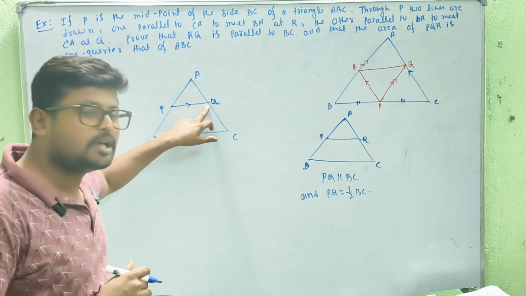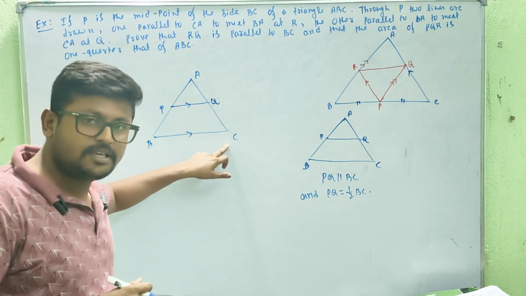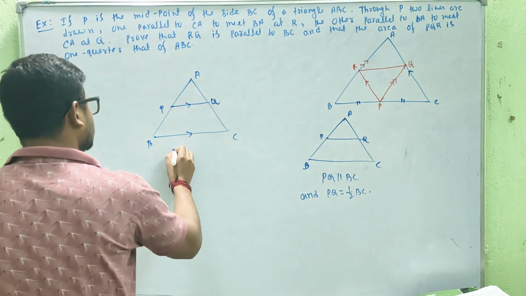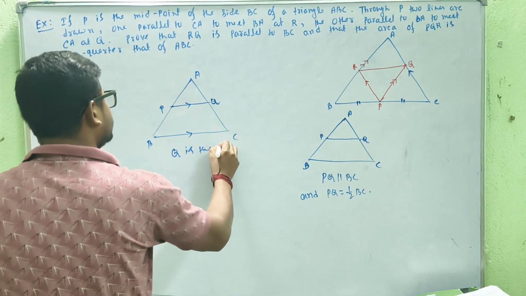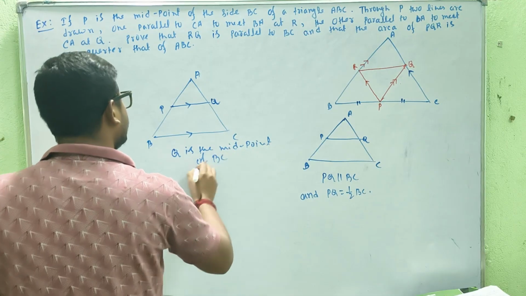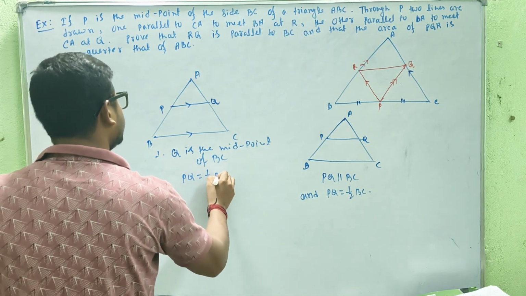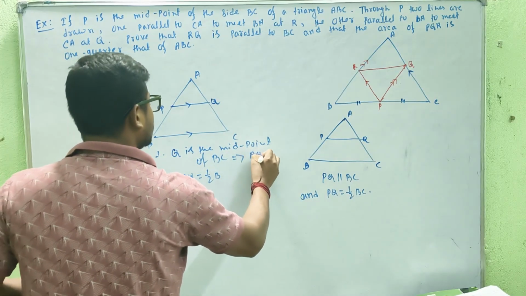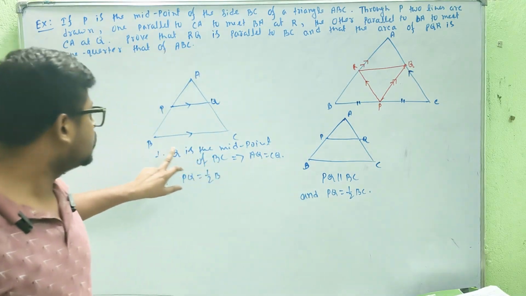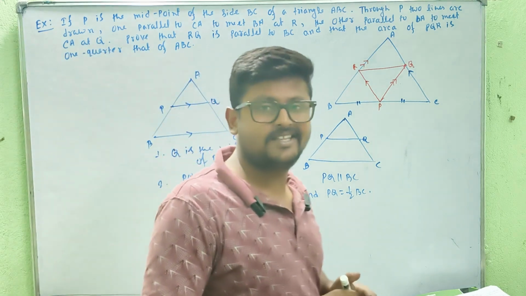This means, by the converse of the midpoint theorem, the point Q will be the midpoint of AC, and the length of PQ will be half of the side BC. That is, Q is the midpoint of AC. This is one, and two, PQ equal to half BC. This implies AQ equal to CQ. This is the midpoint theorem and this is the converse of the midpoint theorem. Using these two concepts, we will solve this problem. Okay, so let's see this.